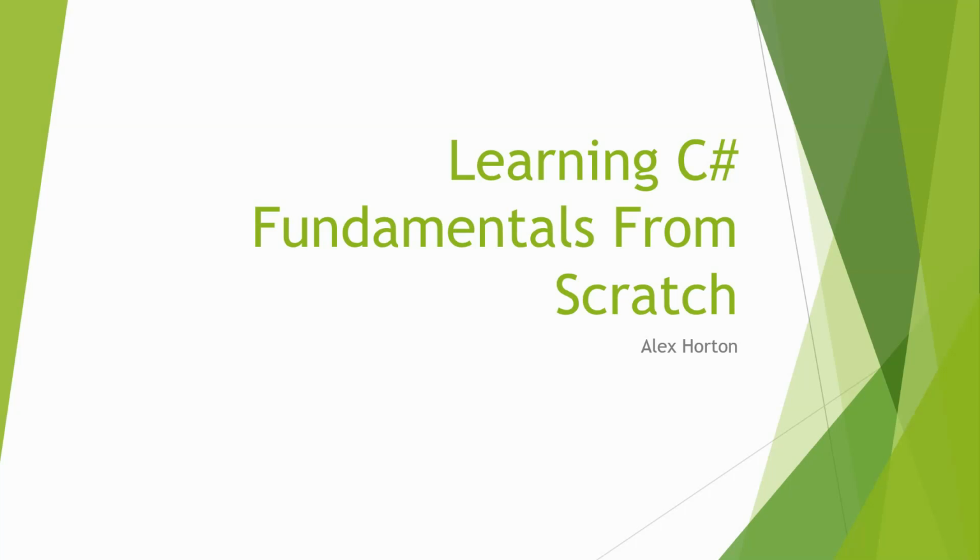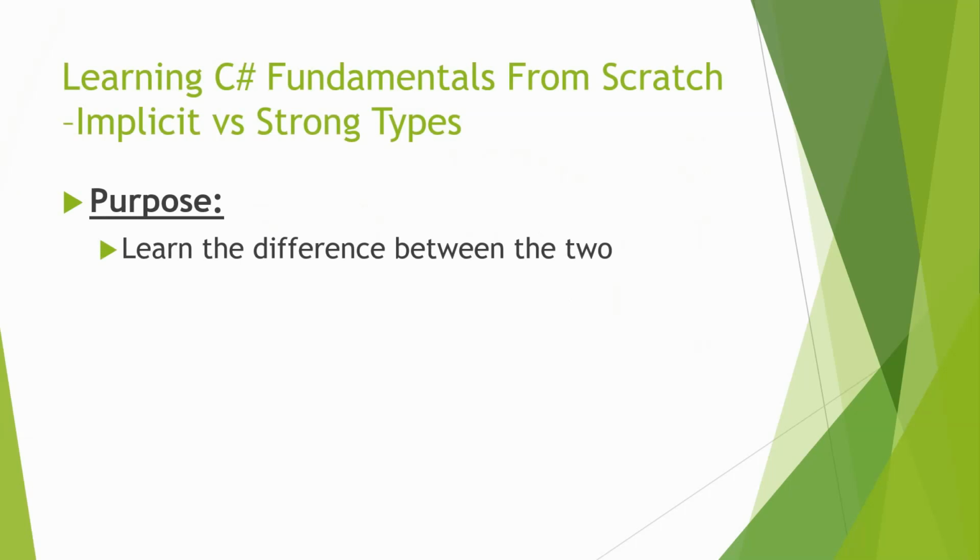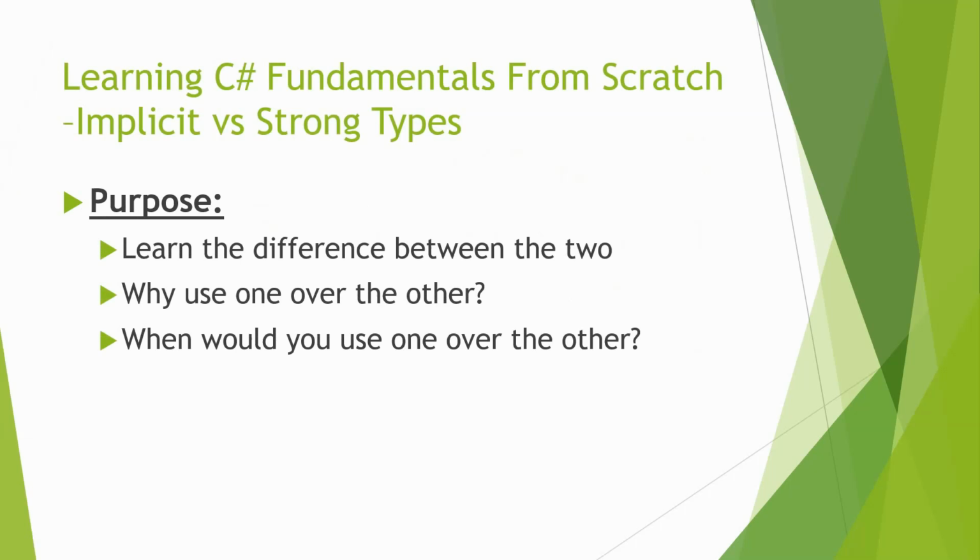Today, we're going to be talking about the difference between implicit and strong types of variables. What in the heck is an implicit and a strong type of variable? That's what we're going to learn today. We're going to learn the difference between the two, what one is and what the other one is. Why would we use one over the other? When would you use an implicit versus a strong type of variable? And how do we use implicit and/or strong types of variables?